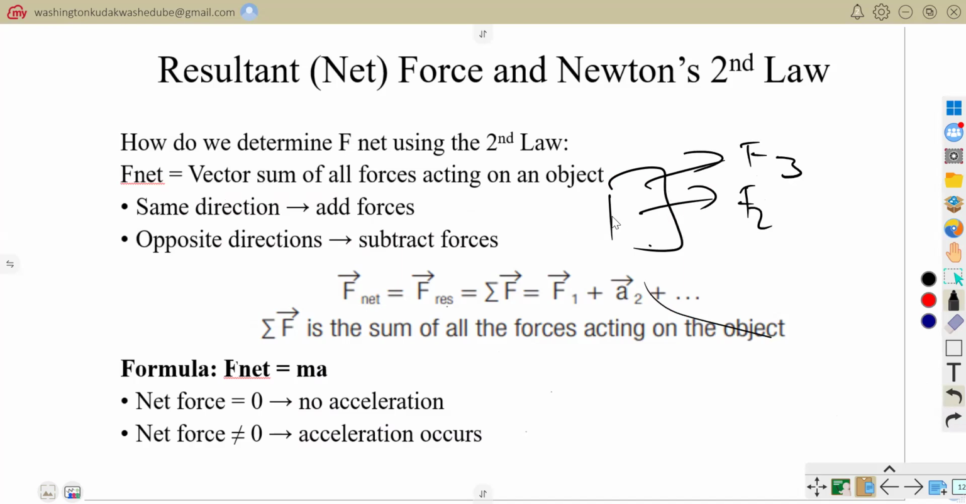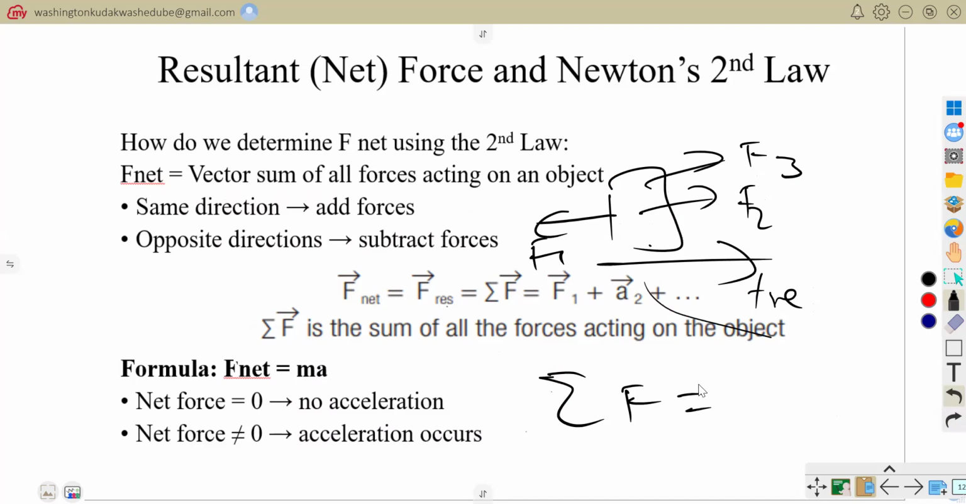whilst F1 is in that direction, then we choose a positive direction. If we say to the right is positive, then the vector sum of these forces, which will give us the net resultant force, should be equal to F3 plus F2, which are in the positive direction, minus the one that is in the negative direction. That is what we mean by those in the opposite direction, we need to subtract them.